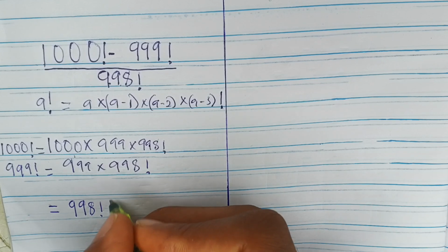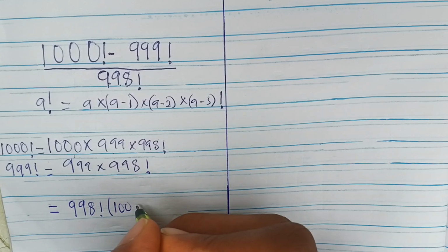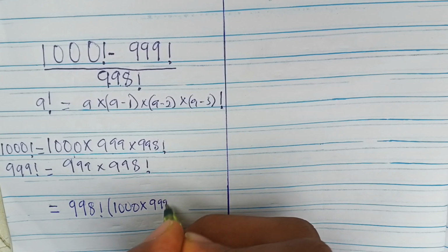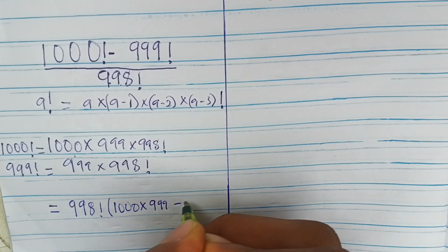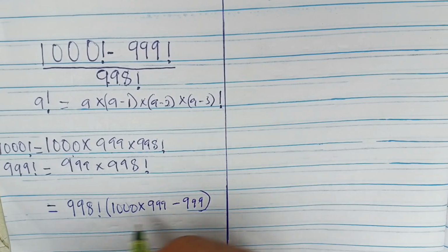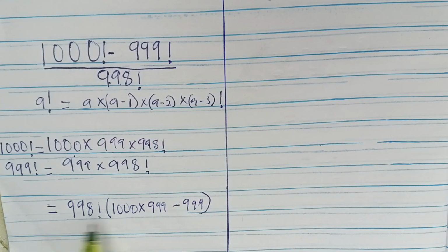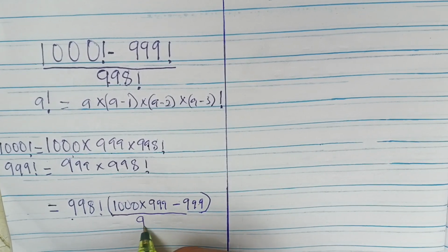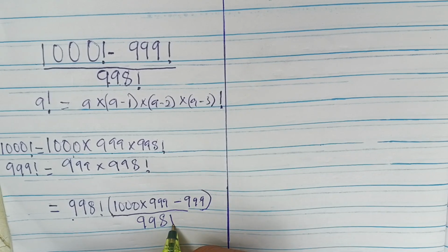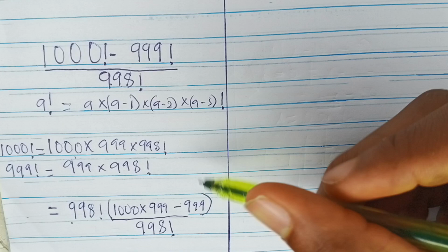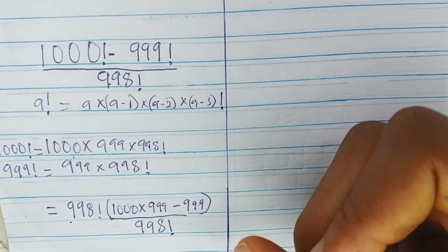So I'd have 998 factorial times 1000 times 999 minus 999. What I'm just doing here is simply factoring out 998 factorial from these two. So this is still going to be dividing 998 factorial. Now, looking at this place now, we'll have a simpler equation to solve.